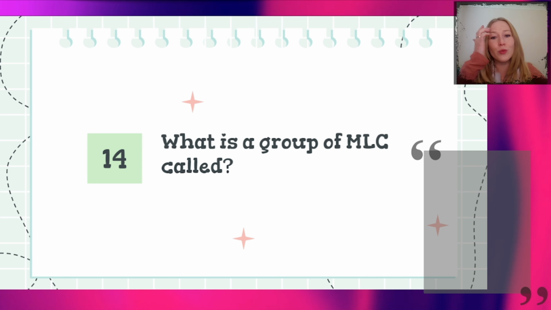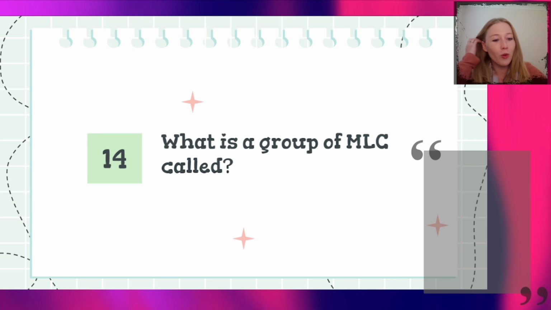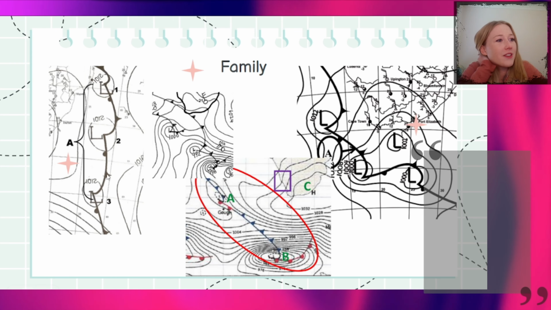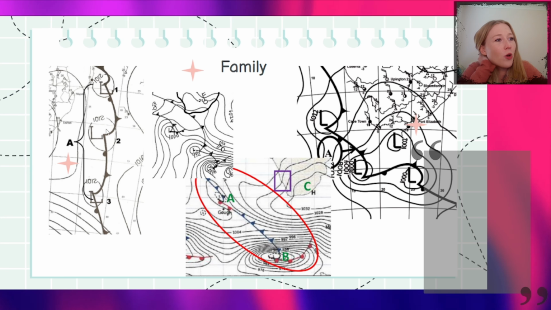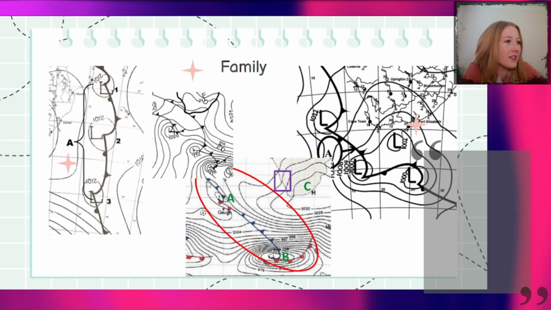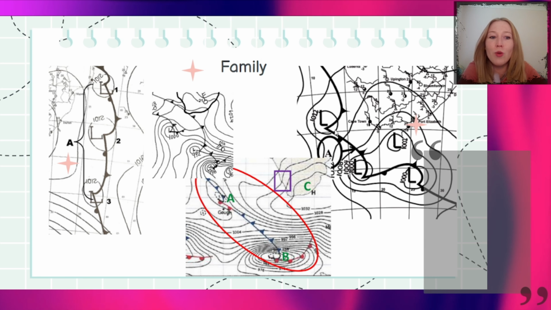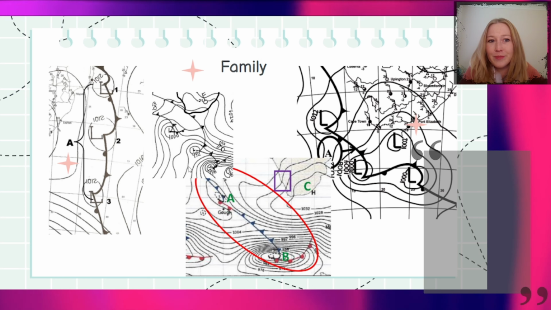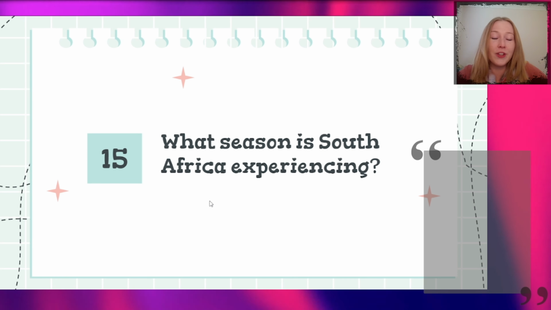What is a group of mid-latitude cyclones called? The short answer: a family. You'll see something like this, where you have a cold and a warm, and then a cold and a warm, and you can see that they're connected to each other. If you've got several mid-latitude cyclones all connected, that is called a family. You'll see multiple low pressure systems, and multiple different fronts connected to them. That is a family.